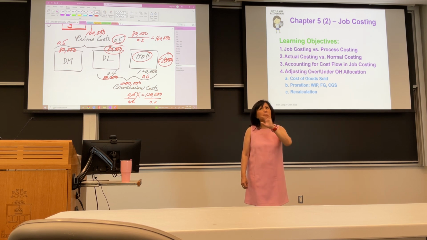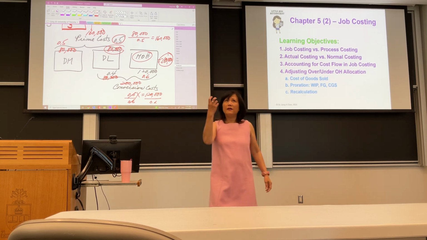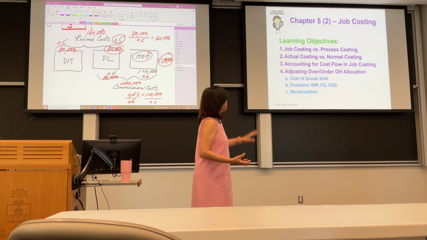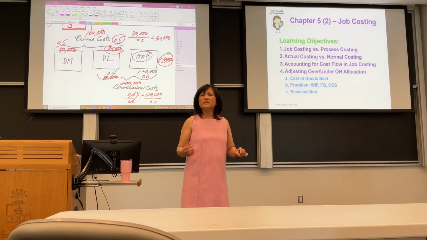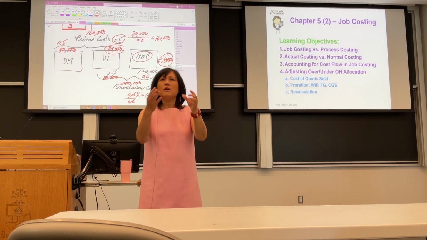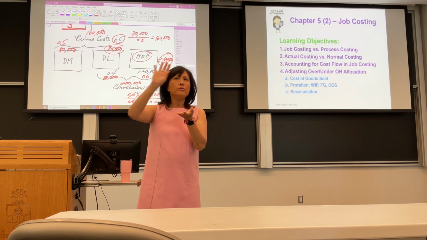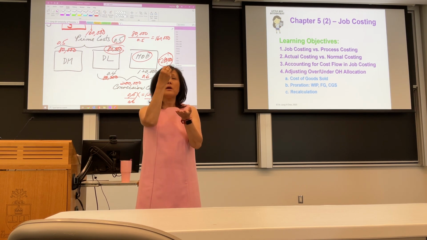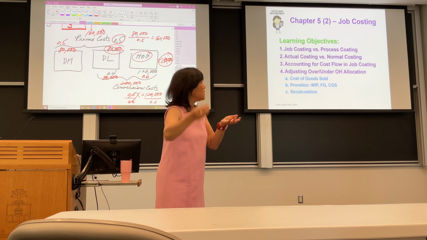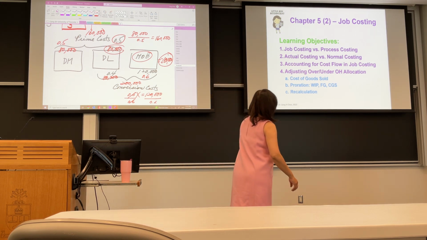work with. Okay, so I'm going to give you a few examples to show you how we estimate the normal costing, the estimated rate to charge. Okay, so that's what we're going to look at. Then we have to look at the accounting for cost flow in job costing. So earlier, I just reviewed, when you apply overhead, you charge overhead into the product. We don't go to material, we start from work in process, finished goods, and cost of goods sold. We're going to review that, okay?